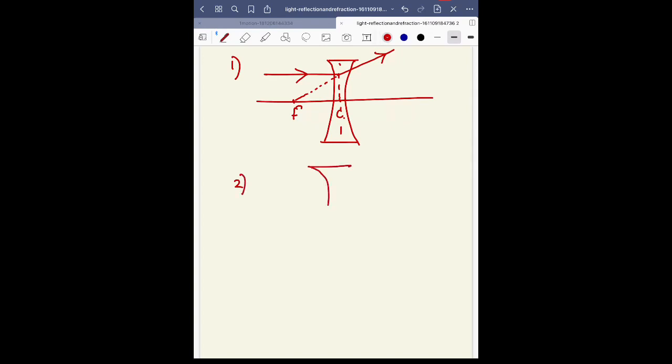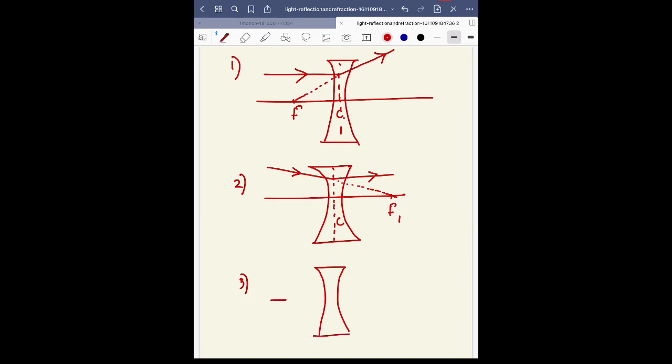The second rule says a ray of light which is directed towards the focus will not actually pass through it, because it is a diverging lens. So here it will become parallel to the principal axis. The third says a ray of light which passes through the optical center will pass undeviated. Through the optical center there is no refraction, no deviation of light.